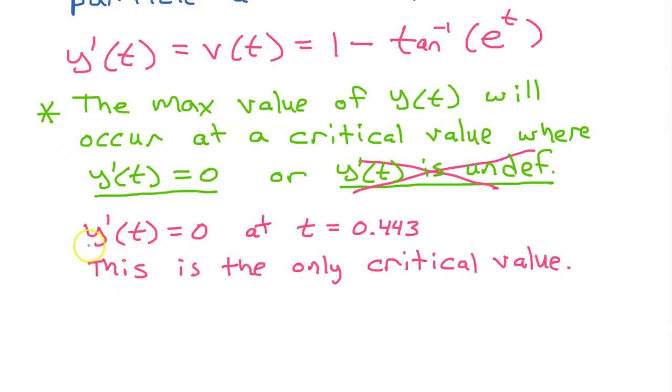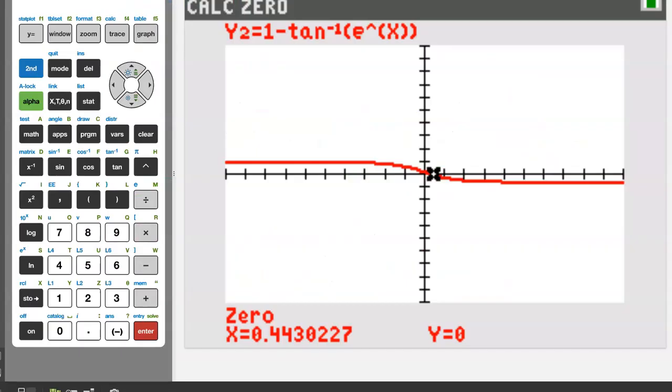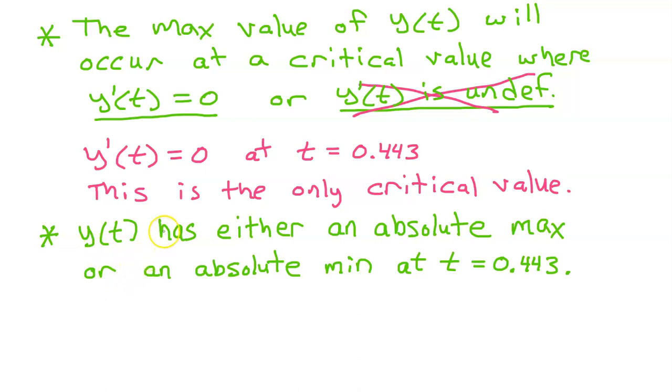For our work, let's go ahead and write that down, but add this comment that this is the only critical value. We can see that looking at the graph. This is the only place where it crosses the x-axis. We are mentioning that this is the only critical value because that guarantees y at t has either an absolute max or an absolute min at t equals 0.443. The only question is, how can we prove that it's an absolute max rather than a min?